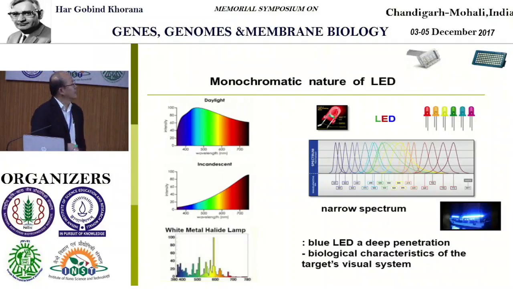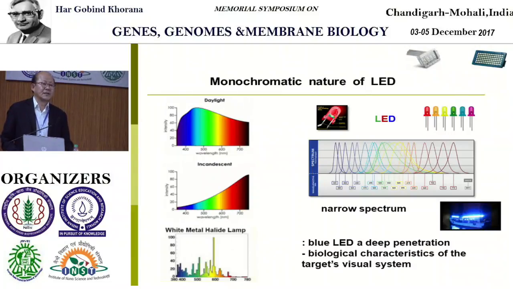As you can see here, daylight and incandescent light cover a wide range of the visible spectrum. However, LED is different from the traditional light source in that it emits a narrow range wavelength spectrum. So this is the main difference between the two light generating systems.